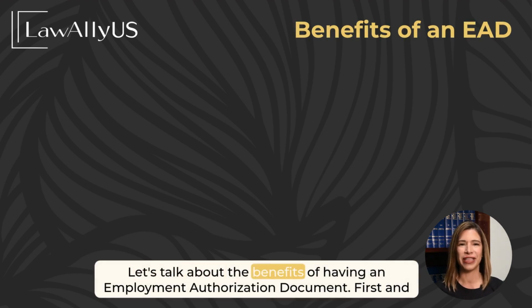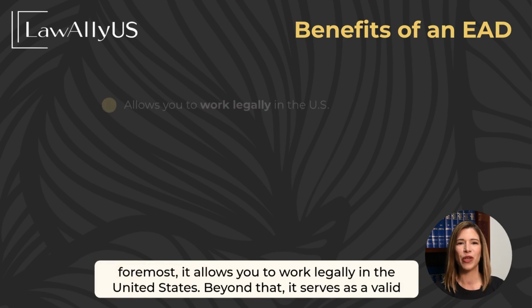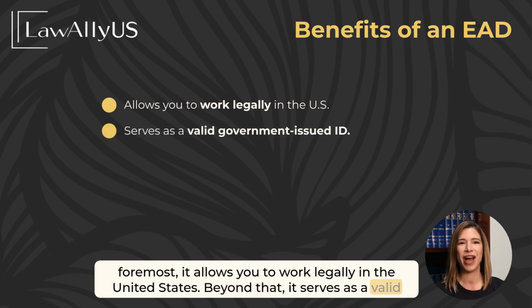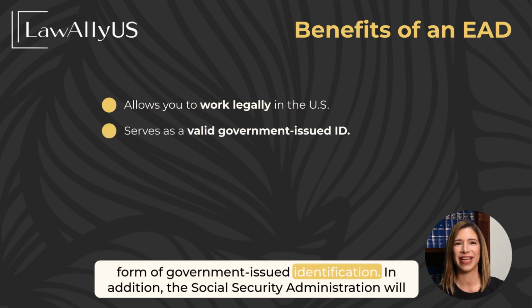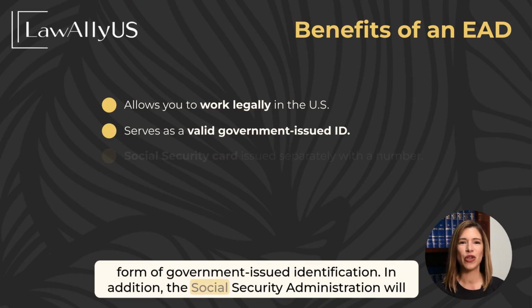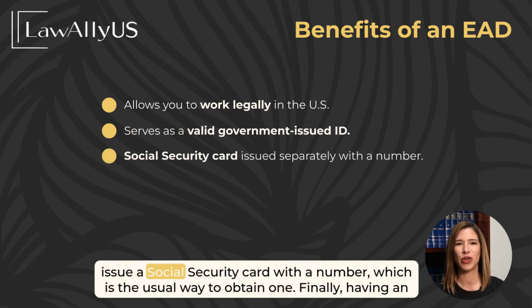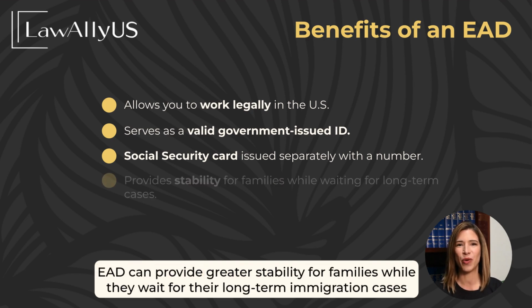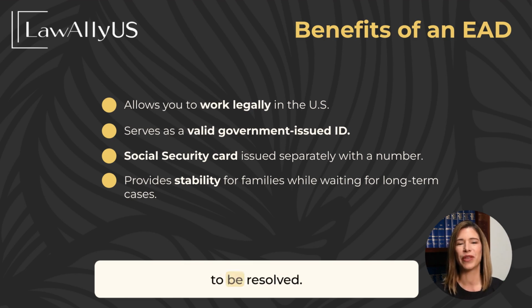Let's talk about the benefits of having an employment authorization document. First and foremost, it allows you to work legally in the United States. Beyond that, it serves as a valid form of government-issued identification. In addition, the Social Security Administration will issue a Social Security card with a number, which is the usual way to obtain one. Finally, having an EAD can provide greater stability for families while they wait for their long-term immigration cases to be resolved.